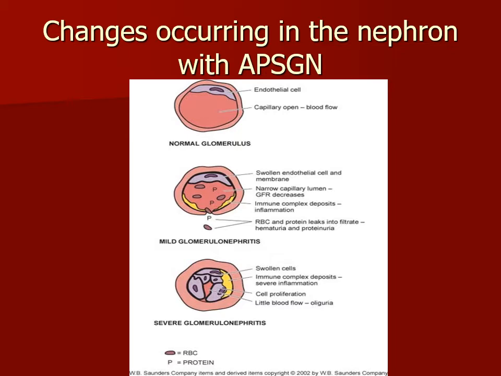And then severe glomerulonephritis: a lot more swelling, immune complexes are depositing, severe inflammation, very little blood flow here, and very little urine formation. So this is just showing you the difference between mild and severe.